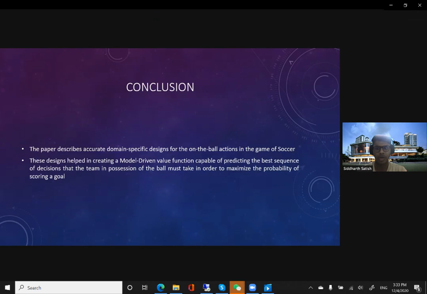In conclusion, based on our problem statement, we were successfully able to create domain-specific designs to model the different on-the-ball actions in the game of soccer, which were pass, dribble, and shoot. Secondly, we were also able to create a model-driven value function that was capable of predicting the best sequence of decisions that the team in possession of the ball must take in order to maximize the probability of scoring a goal.